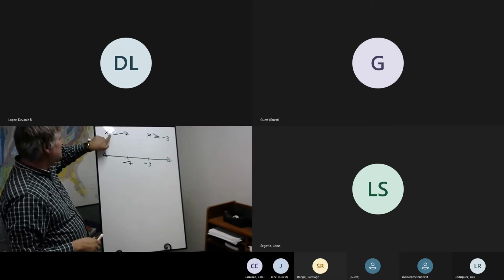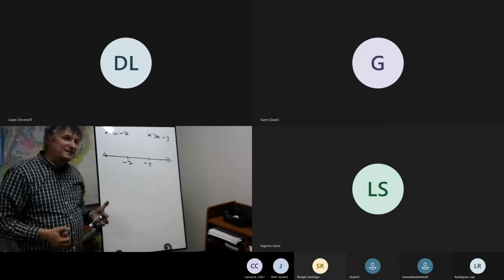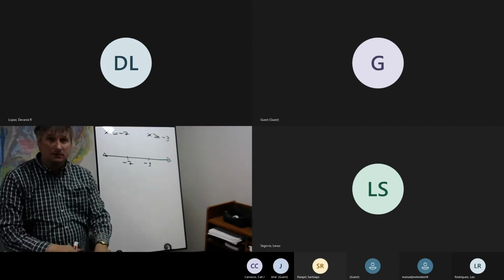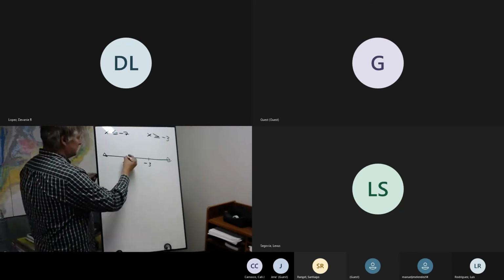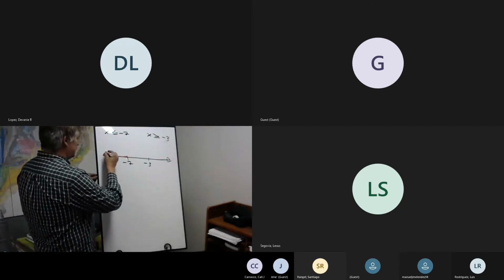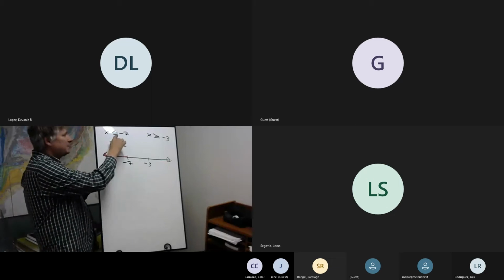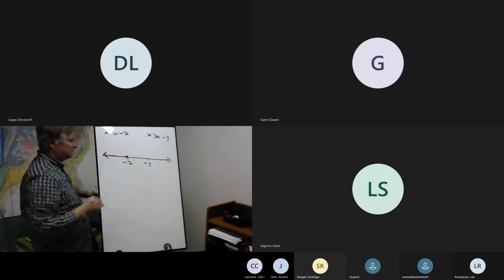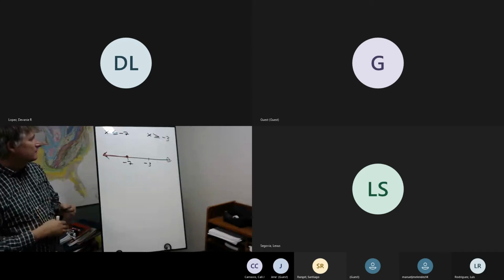So if x is less than or equal to -7, that's saying that x is going to be to the left of -7 on the number line. So that means x is going to be over here, and it can equal -7. So we put a dot.